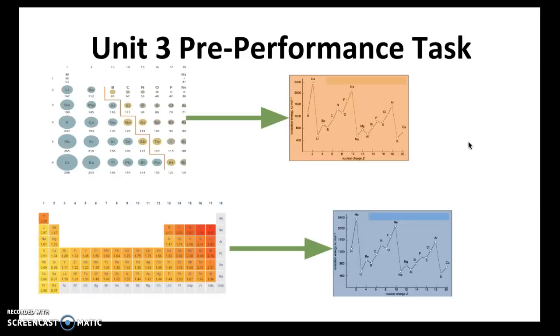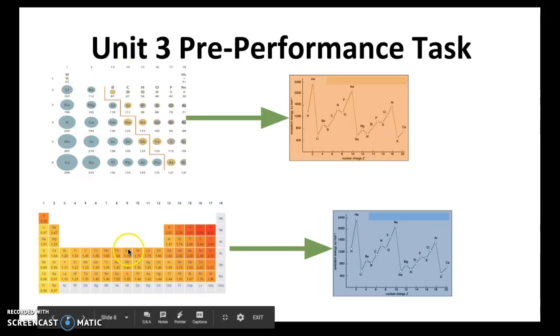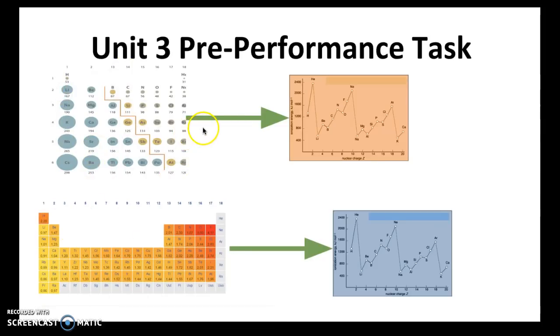For this pre-performance task, you're going to create your own plot from a known periodic trend. The two periodic trends that we know that are quantitative, meaning they have numerical values, are the atomic radius trend and the electronegativity trend. You're going to take those two trends and make some plots.